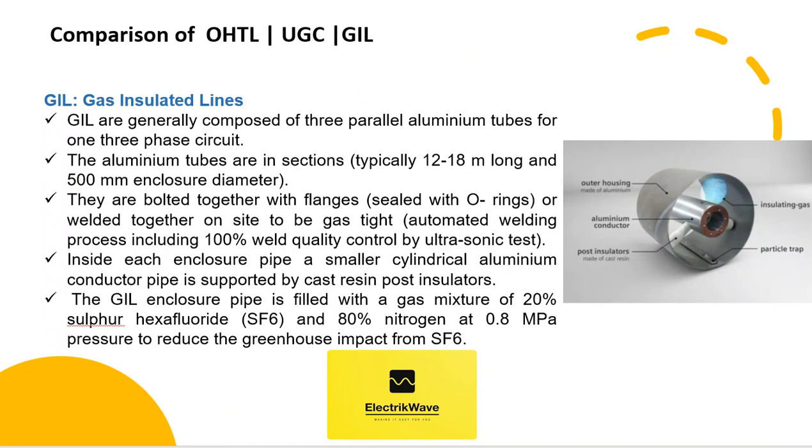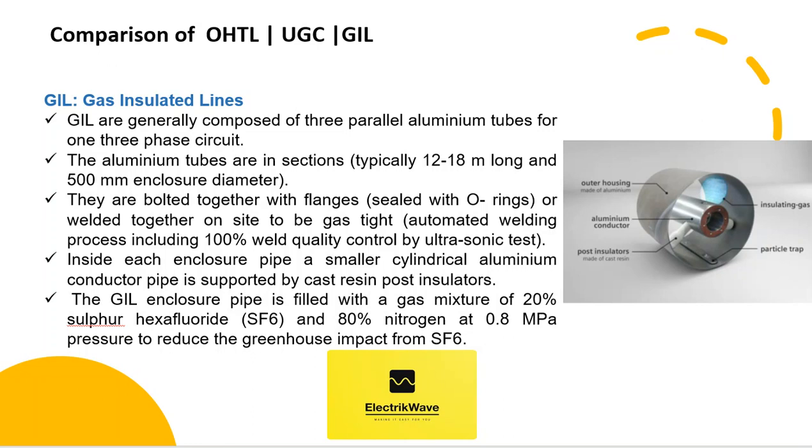GIL are generally composed of 3 parallel aluminium tubes, for one 3-phase circuit. The aluminium tubes are in sections, typically 12 to 18 meters long and 500 mm enclosure diameter. They are bolted together with flanges, sealed with O-rings, or welded together on site to be gas-tight. Automated welding process including 100% weld quality control by ultrasonic test.